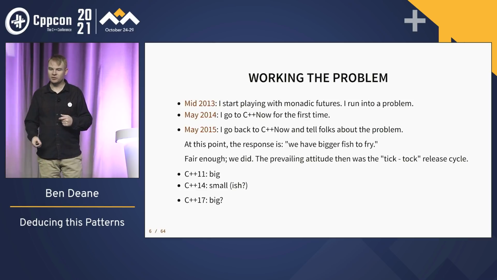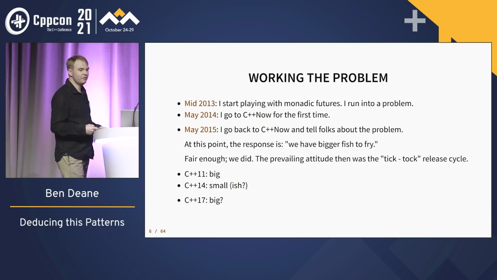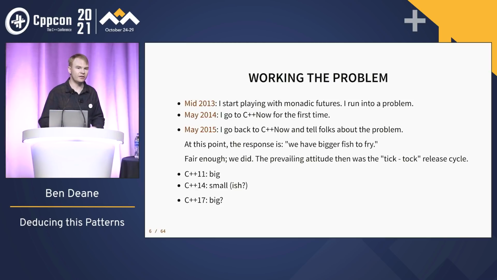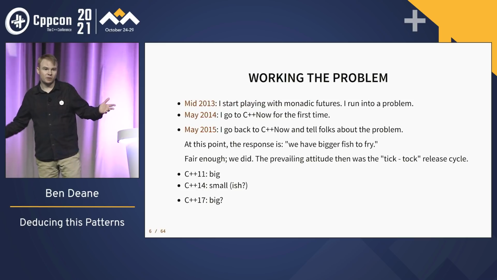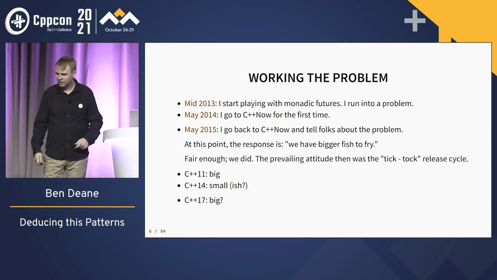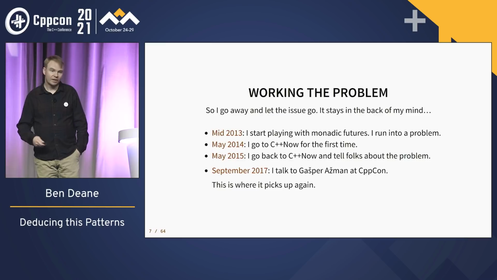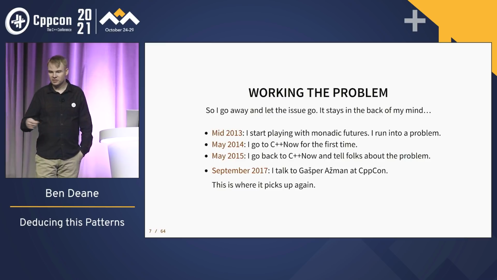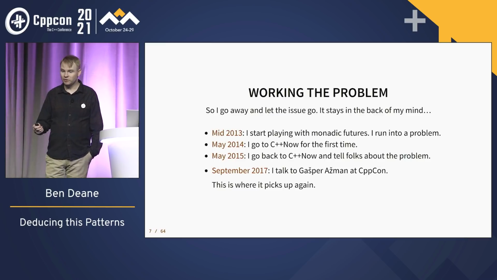So firstly, when I went back to C++ Now in 2015, the response I mostly got from folks was, we have bigger fish to fry, and fair enough at the time. They were working on C++17. There are lots of things in C++ which could get some attention, but anyway. The problem stayed in my mind. As I say, I nerd-sniped Gashper effectively at CppCon 2017 in Bellevue.